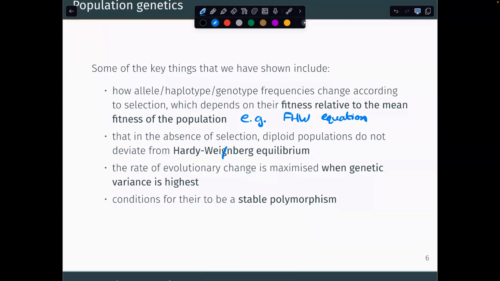Essentially, you need to have a certain amount of genetic variation for evolution to act through natural selection, and that rate of evolutionary change turns out to be highest when the genetic variance is highest. So high diversity in a population tends to lead to the highest rates of adaptation. We also looked at conditions for stable polymorphism.